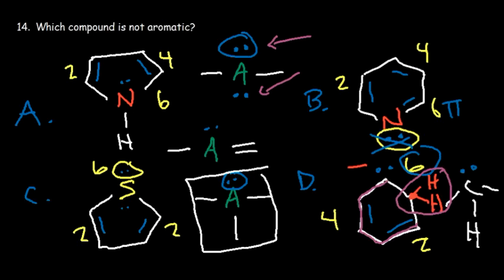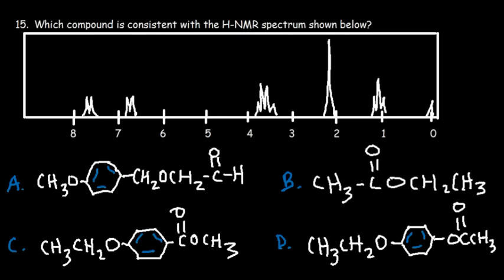Plus, an sp3 carbon is not planar. So if it's not planar, it's not going to be aromatic. So D is the answer. D is a non-aromatic compound. A, B, and C are aromatic. Number 15. Which compound is consistent with the H-NMR spectrum shown below?